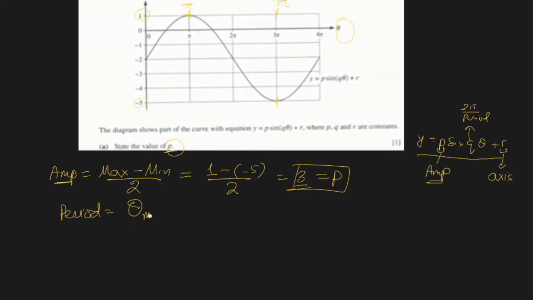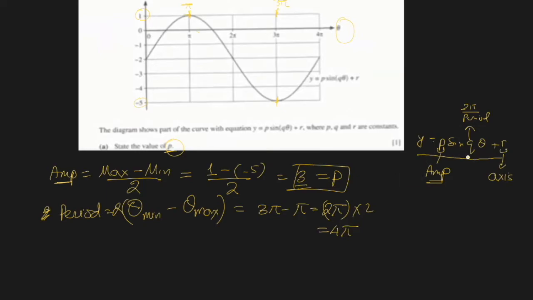Theta minimum minus theta maximum will give us half the period, not the full period, because we don't have two consecutive maxima or minima. So it will be 3 pi minus pi, which is 2 pi. So the period will be 2 times this, right, because we don't have a full maximum to minimum. So 2 pi multiplied by 2, which is 4 pi.